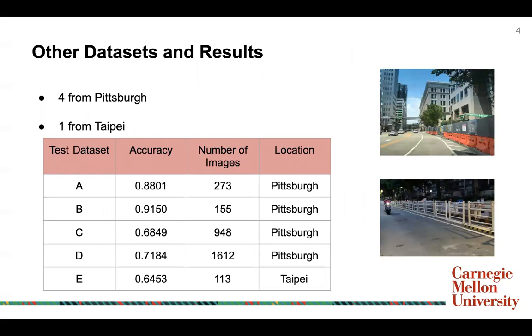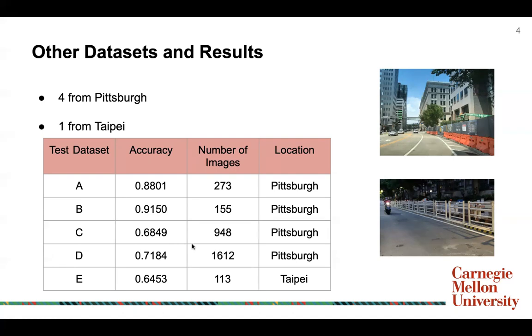We also build other datasets by collecting images in the real world, which can serve as our testing dataset and to verify the generalization. Specifically, we have 4 datasets from Pittsburgh and 1 dataset from Taipei. We mounted cameras on cars in Pittsburgh and have a remote shutter control, which allows us to take pictures while driving. And this table shows the performance on the 5 datasets.